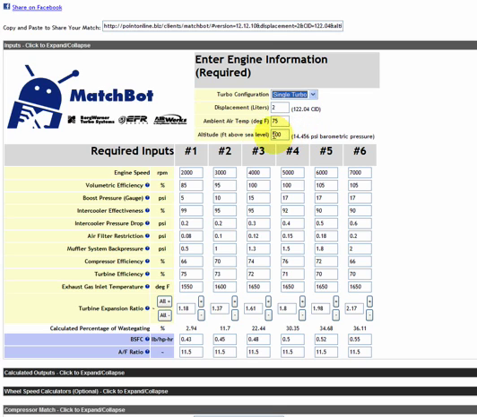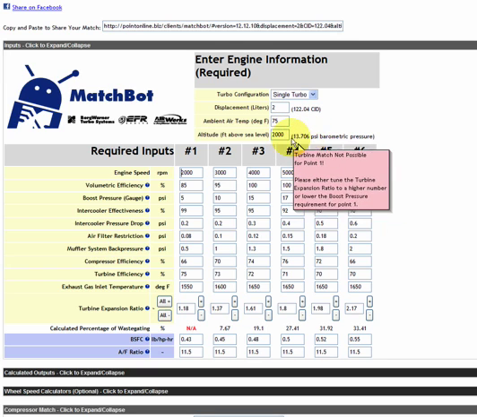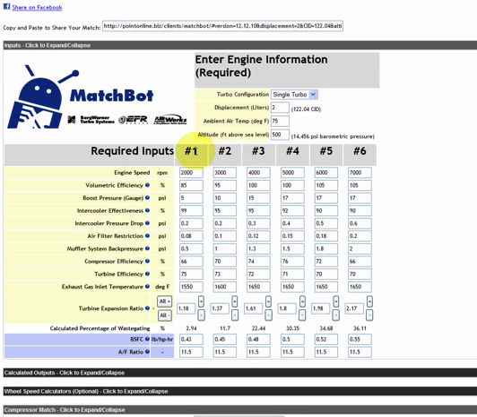So for example, if we change this to something else like 2000, then the barometric pressure goes down considerably. There are six input conditions to give you six match points. So they're labeled 1 through 6 in terms of the required inputs.